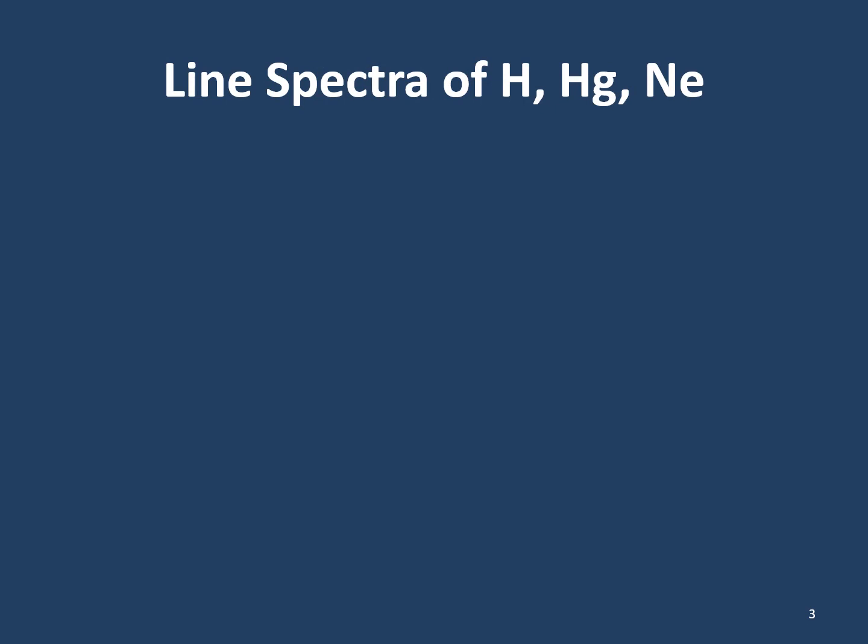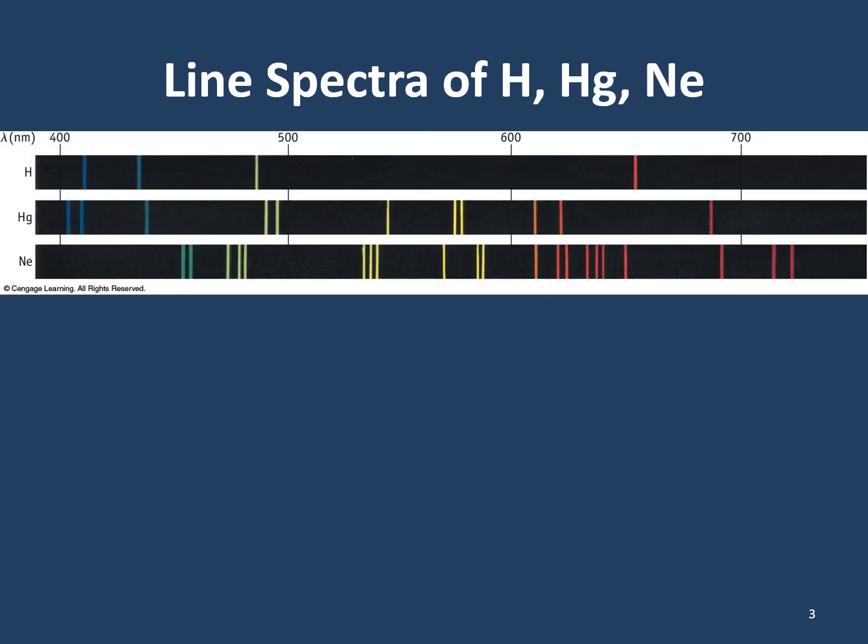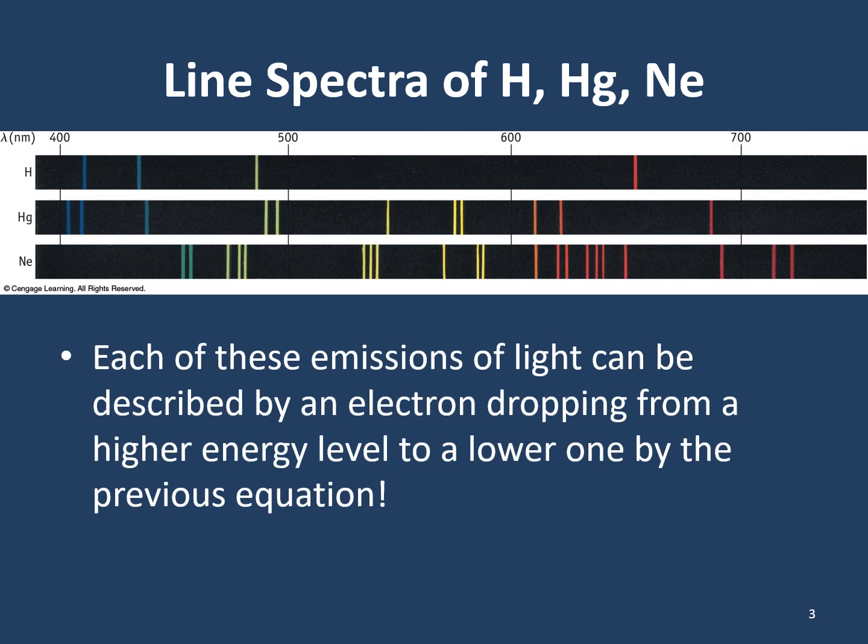Just to give you an idea, here's a bunch of different spectra for hydrogen, neon, and mercury. As you can see, there are different numbers of lines present. These are all only the lines in the visible spectrum. There are more lines that we're not seeing in the infrared and UV regions as well. Each one of these lines corresponds to an electron dropping from a higher energy level to a lower energy level, and each transition is different between each line because they're at different energies.